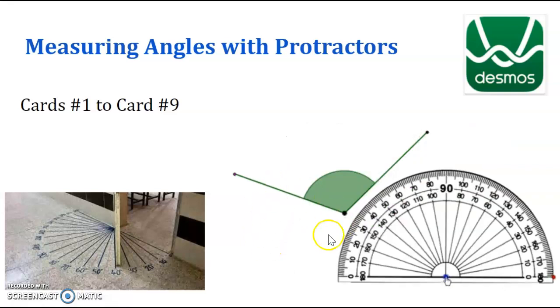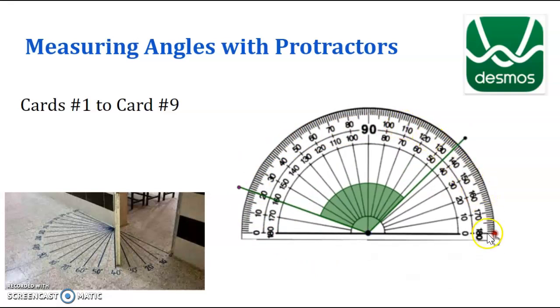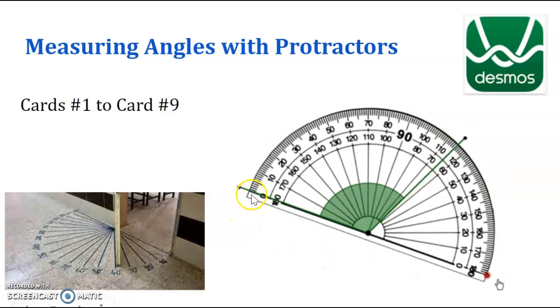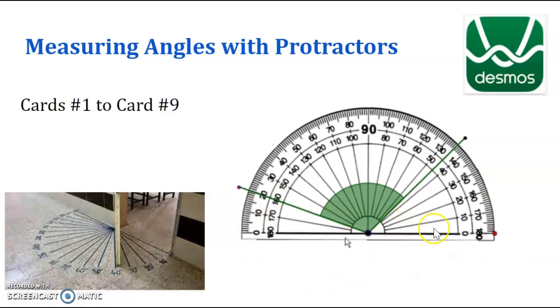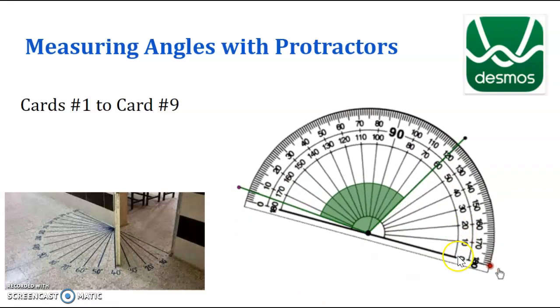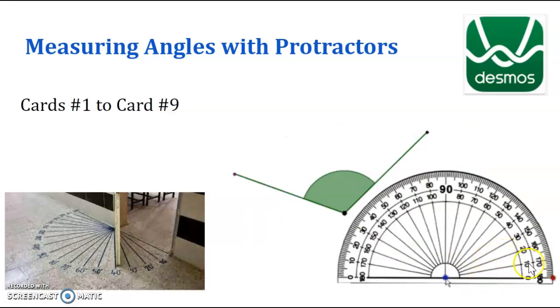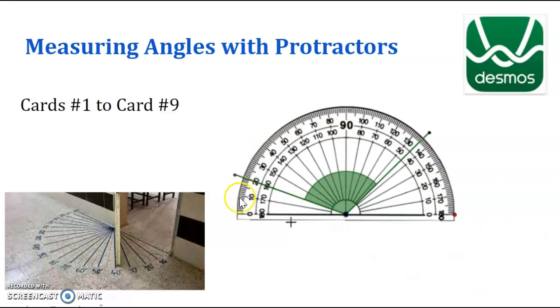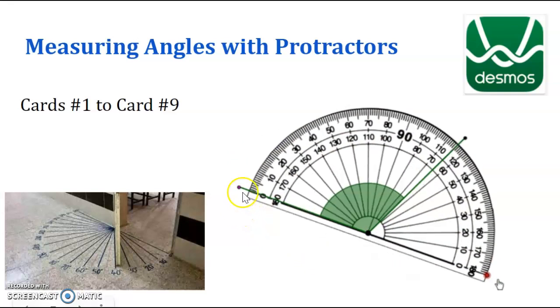Okay, notice that on the protractor there are two sets of numbers. One set goes 0, 10, 20, 30, 40, 50, all the way to 180 degrees from left to right. What about the inside numbers? The inside set of numbers goes 0 to 180 degrees from right to left. So it really depends whether you're reading the outside numbers or the inside numbers. It really depends on which side you're measuring from.